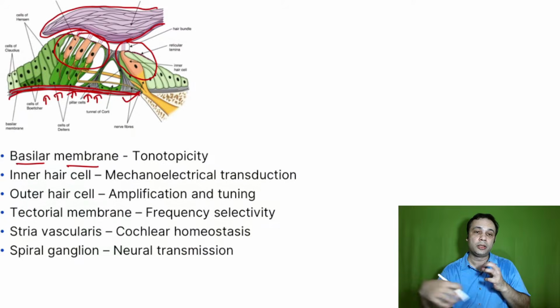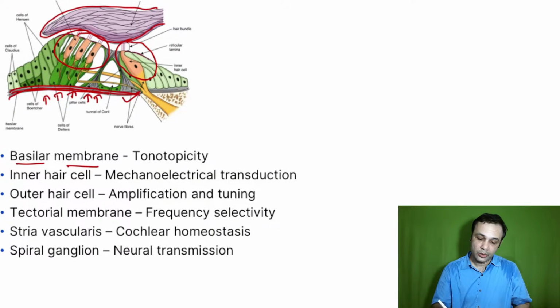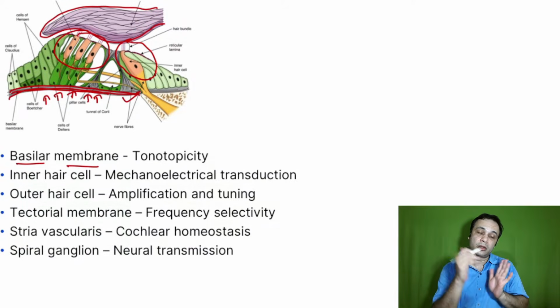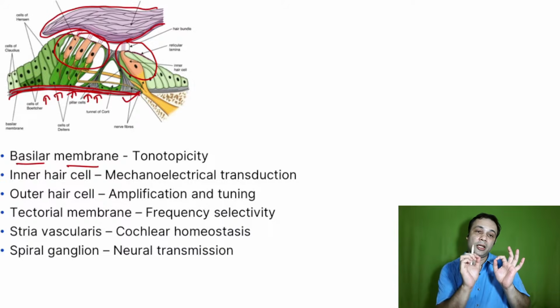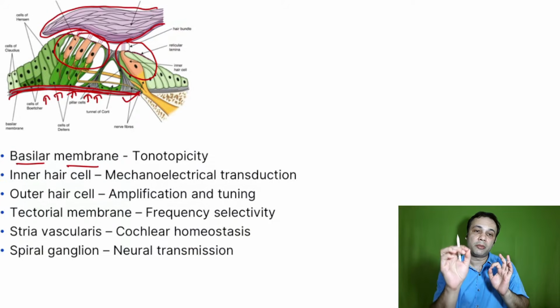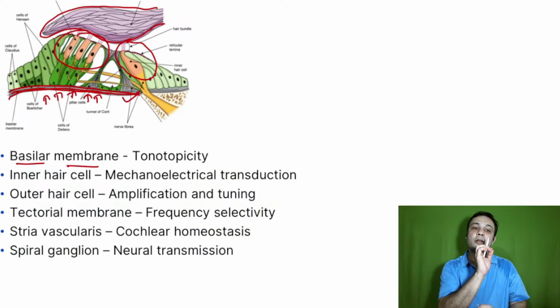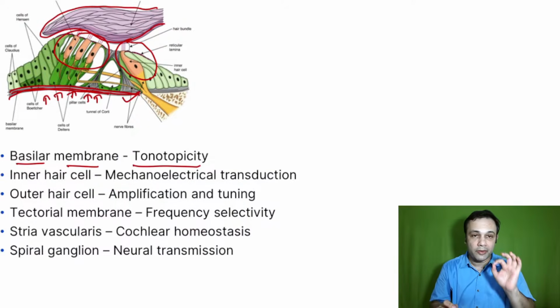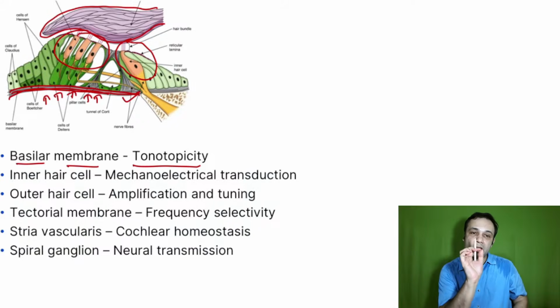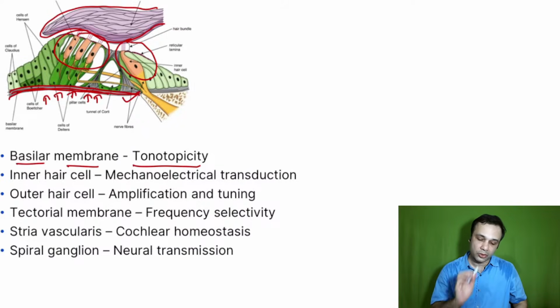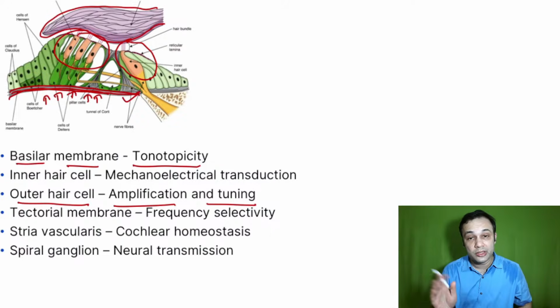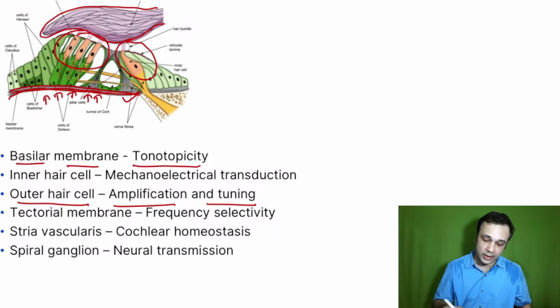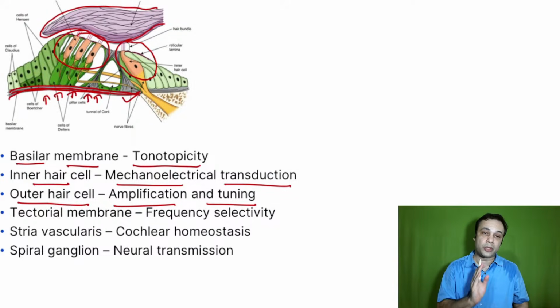So if you look at the inner ear, you have basilar membrane right from the base to the apex. Each and every part of the basilar membrane is responsible for a particular frequency. That is tonotopicity. When you talk about outer hair cells, it amplifies and tunes the sound and then presents it to the inner hair cells, which eventually causes mechano-electrical transduction of sound.